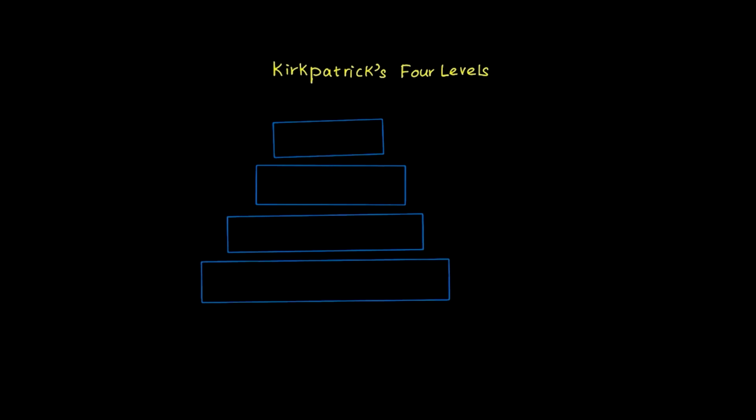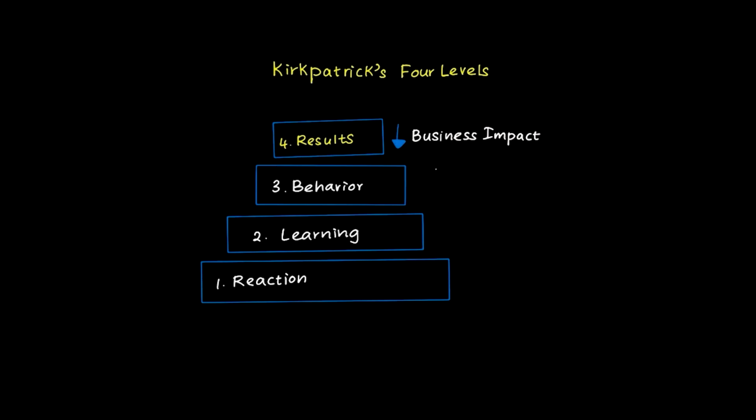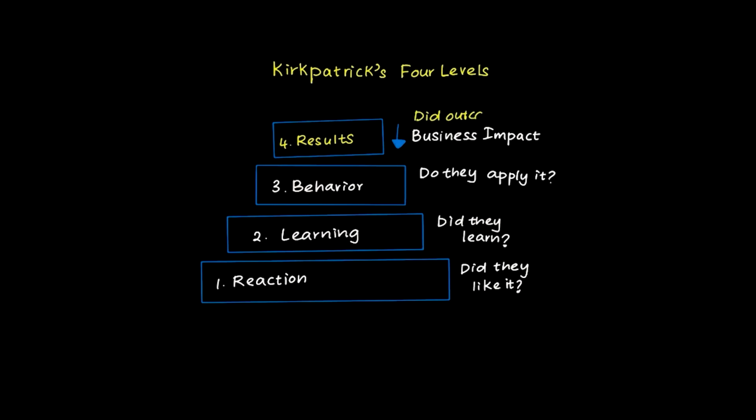Kirkpatrick's model has 4 levels for evaluating training. When you want to know if safety training actually reduced workplace accidents, you're asking about results. Level 4. That's the business impact level. Level 1 is reaction. Did participants like the training? Level 2 is learning. Did they acquire knowledge? Level 3 is behavior. Are they applying it on the job? Level 4 is results. Did it change organizational outcomes? Fewer accidents, higher productivity, better quality.